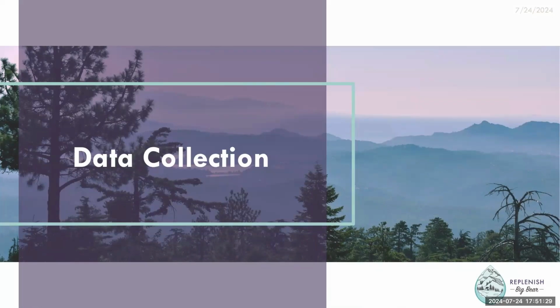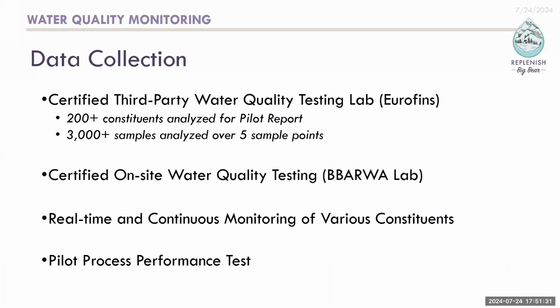For data collection methodology and the approach we took for gathering all the sampling for the water quality analysis that we performed, we went to a certified third-party water quality testing lab called Bureau Veritas down the mountain. We analyzed over 200 constituents for the pilot report. That totaled 3,000 data points analyzed for 5 sample points. We also did some testing through Barwell's certified wastewater and water quality testing laboratory, mainly to help with understanding the day-to-day operation of some of these processes, but also to collect supplemental data for our analysis.